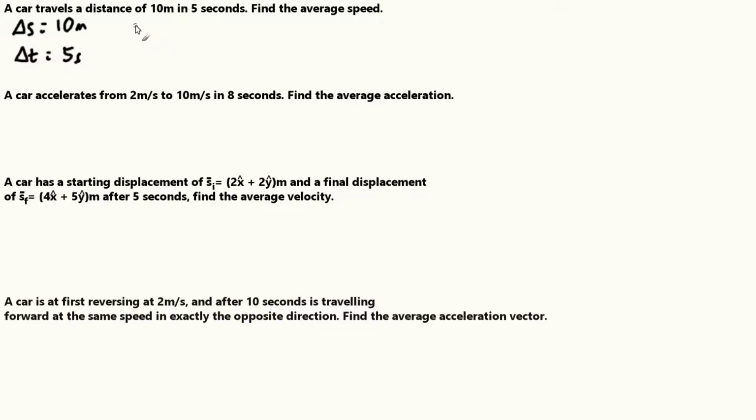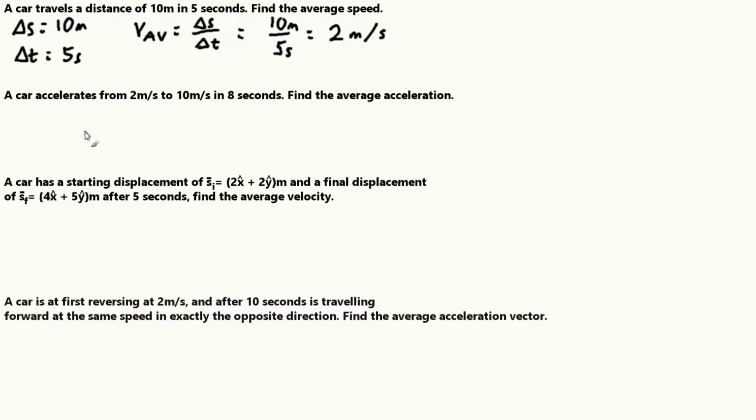We also know from earlier that the formula for average speed is equal to delta s over delta t, meaning when we sub our values in, we get 10 over 5, 10 divided by 5 is 2 meters per second. And you know it's meters per second because our distance, delta s, has units meters, and our time has the unit seconds. So we have meters per unit second.